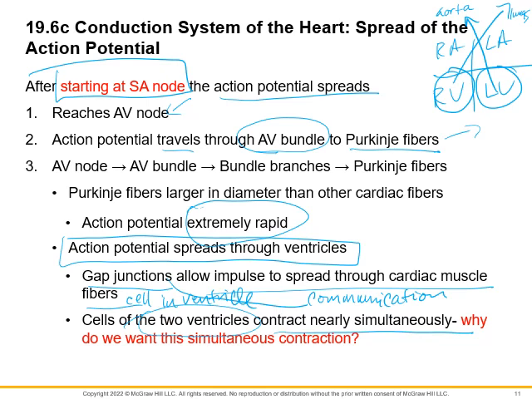So we want that node, right? We have the SA node up here, then we have the AV node, then it travels down the bundle, it wraps around the Purkinje to tell both of these ventricles to contract at the same time. That allows the most efficient flow of blood from the heart into the vessels.